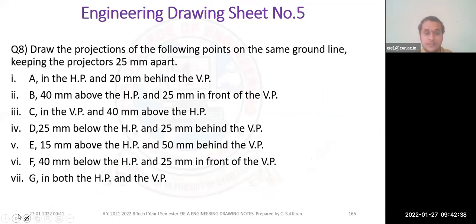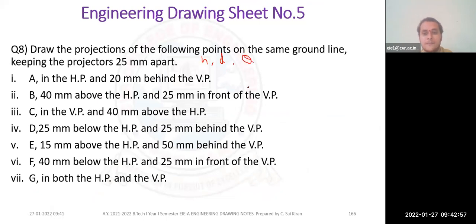So write down the next question in your observation notes. And tell me what is the H value, what is the D value, and in which quadrant it is. Quadrant also I want for all these things.